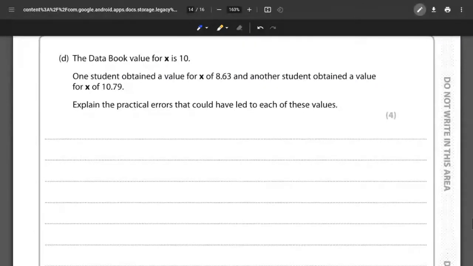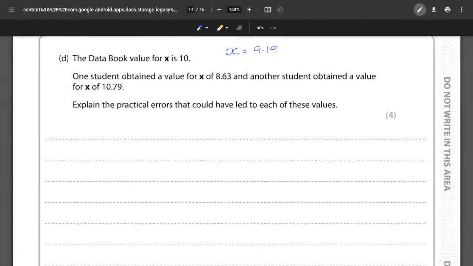Moving on to part D, the data book value for X is actually 10. So we have calculated X to be 9.19, but the data book says it's 10. One student obtained a value of 8.63 and another student obtained a value of 10.79. So you can see both of them are slightly wrong. But that can be expected with experiments like this. As long as you can explain why it is wrong, then you might do the reaction again to see if you get the correct answer. You would never do a practical like this just once.